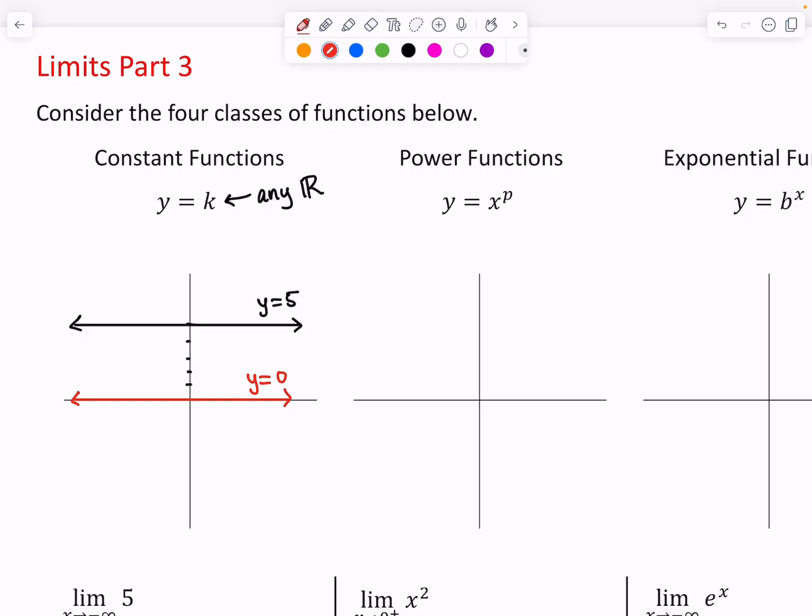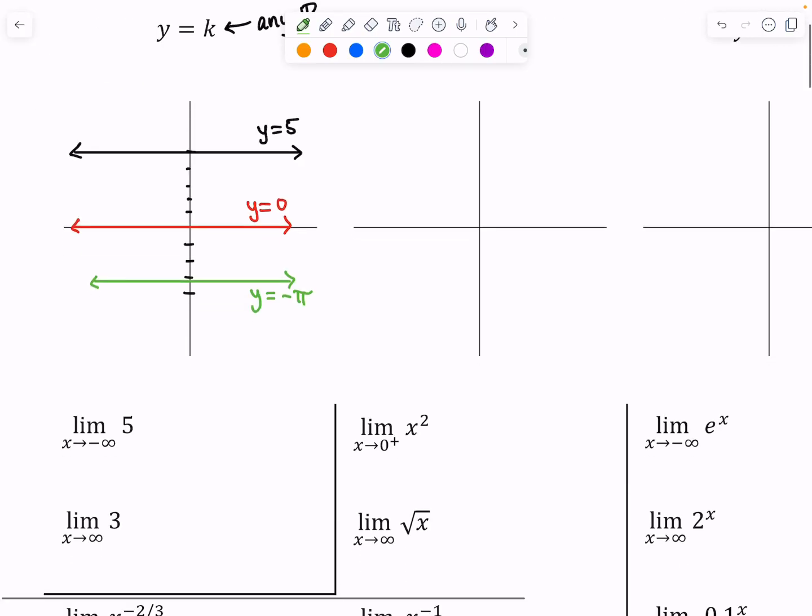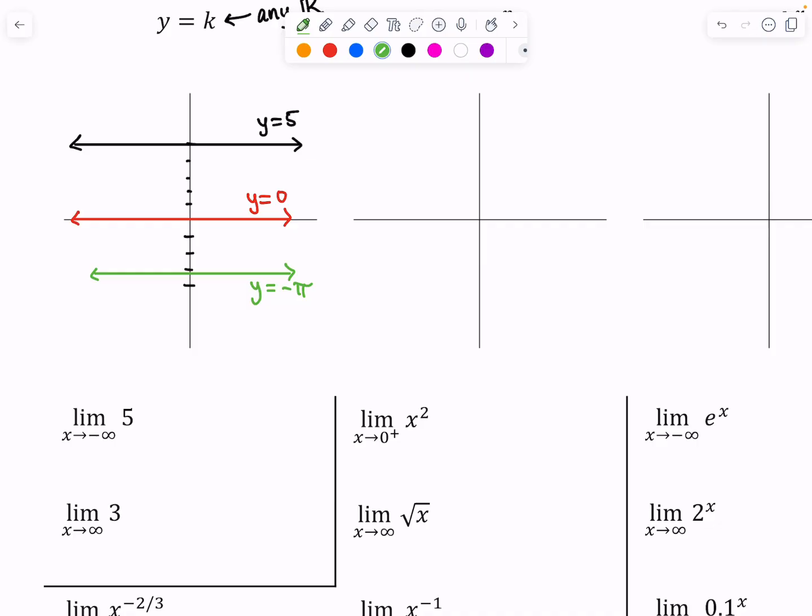Y equals 0 would be the x-axis. Y equals negative pi. Pi is about 3.14, so negative pi places a horizontal line roughly at this location. Constant functions produce horizontal lines. Now, a couple examples of some limits involving constant functions. The limit as x approaches negative infinity of the constant function 5.